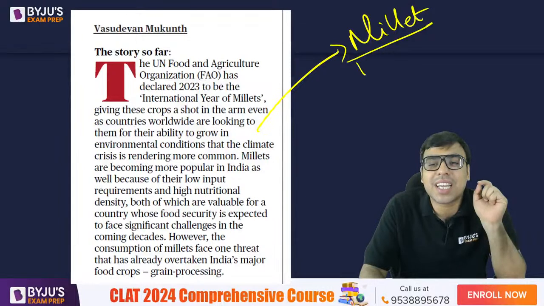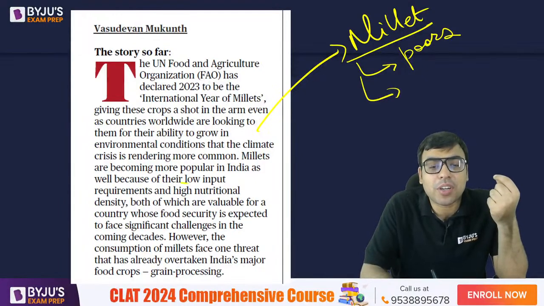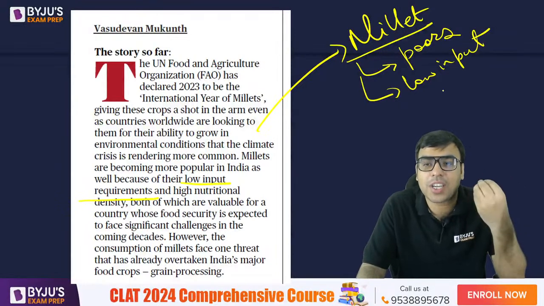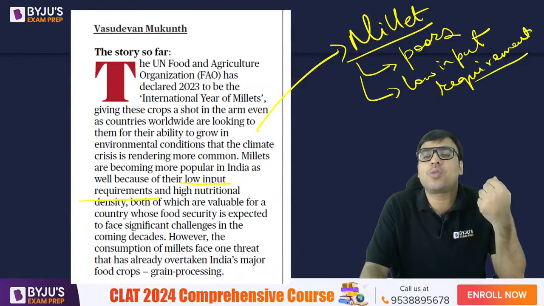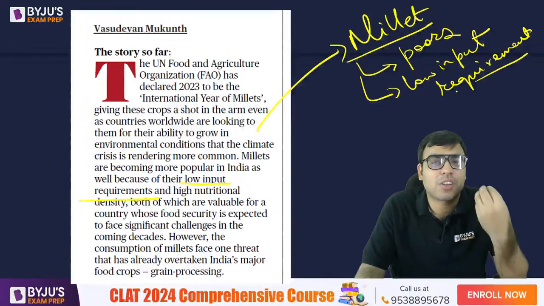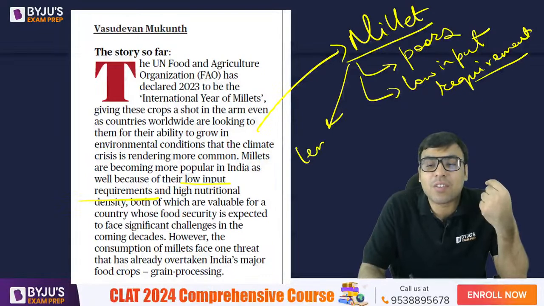First of all, it is very good for the poor, which means it is not very costly. So if you want to grow it, you need very low input requirement. You don't need costly fertilizers and all. Low input requirement is there. So if you are a farmer who wants to grow millet, it means a very small amount of expenditure is required. Third, the most important thing is that less water is required.